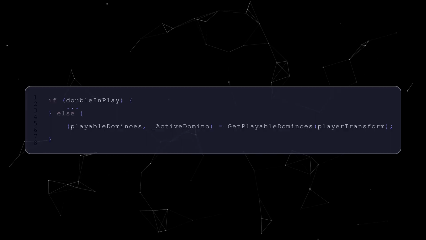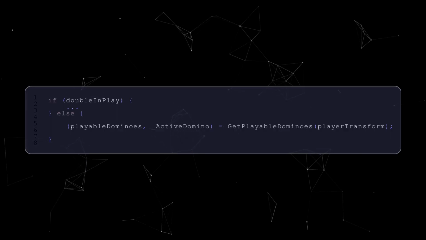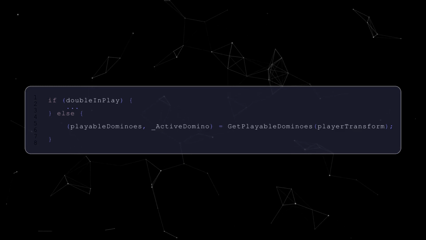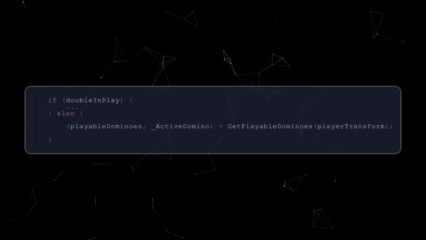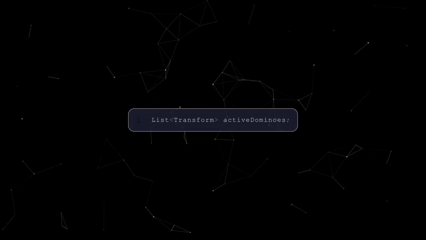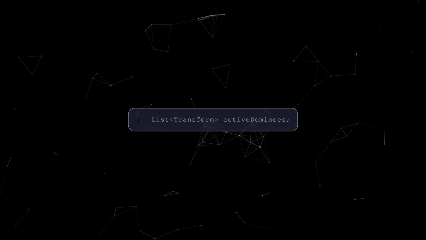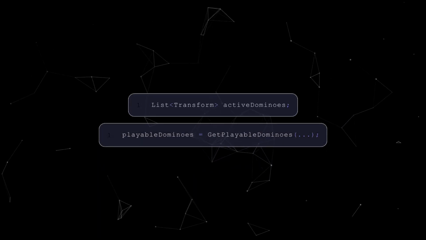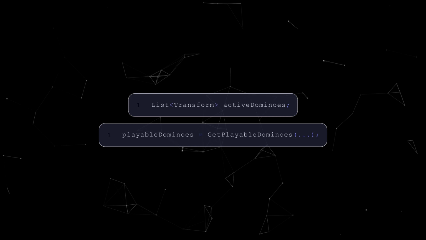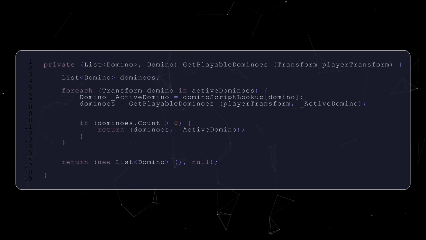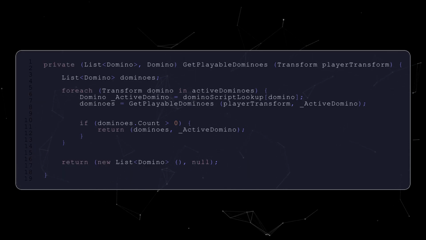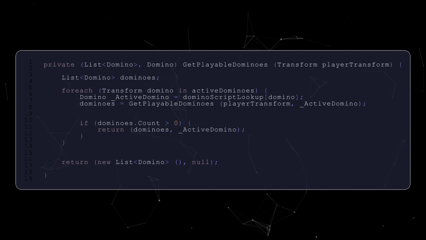So what about after playing on a double domino? Well, I use an overloaded get playable dominoes that returns a tuple: the list of playable dominoes, if any, and the domino we want to play on. Why? Well, we run into a problem where we have a list of active dominoes that can be played on and a list of playable dominoes that a player has, and we need to find a match. So I brute force my way into comparing each active domino to each domino in the player's hand until I find a match. Besides that, the rest is basically the same.